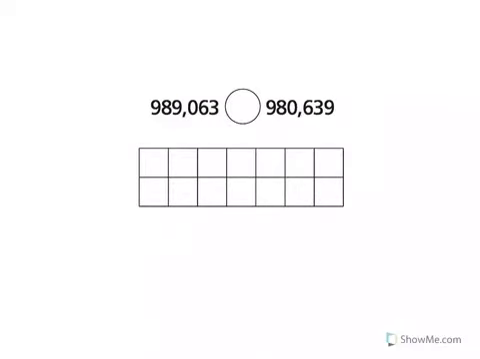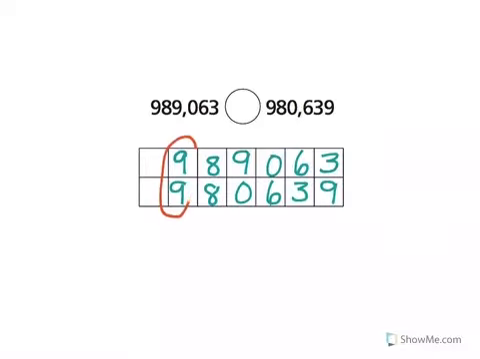Press pause and try this one on your own. In this problem, we have the 100,000s place value. They're equal. We have the 10,000s place value, which is also equal. The thousands place value, that is where I see a 9 and a 0. The 9 is greater. Therefore, 989,063 is larger than 980,639.